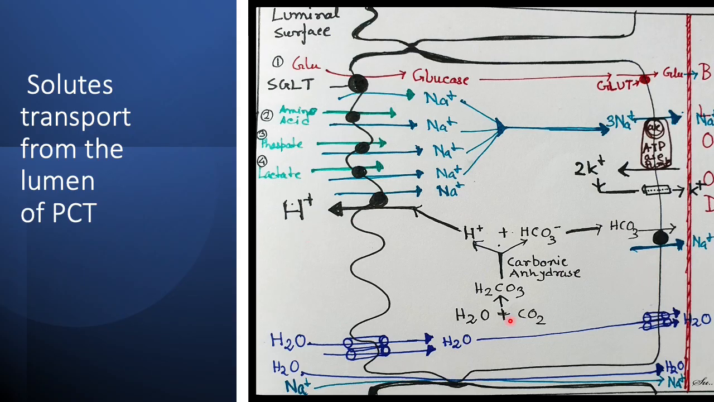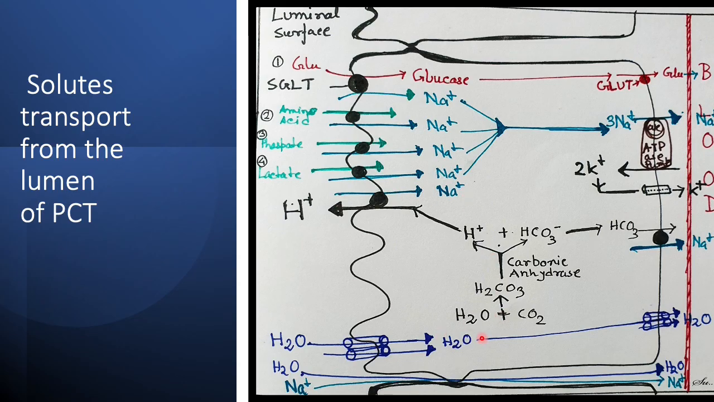Now where the H plus ion is coming from is very important to know. This is the carbonic acid, in the presence of carbonic anhydrase which is present inside this proximal convoluted tubular cell. This is divided into H plus ion and bicarbonate. This hydrogen ion goes out of the cell by this exchanger, in exchange for one molecule of sodium coming inside.